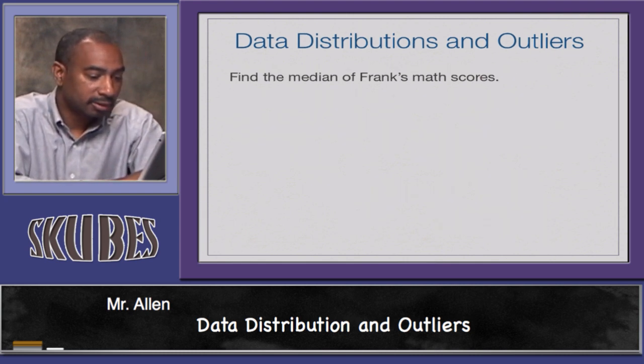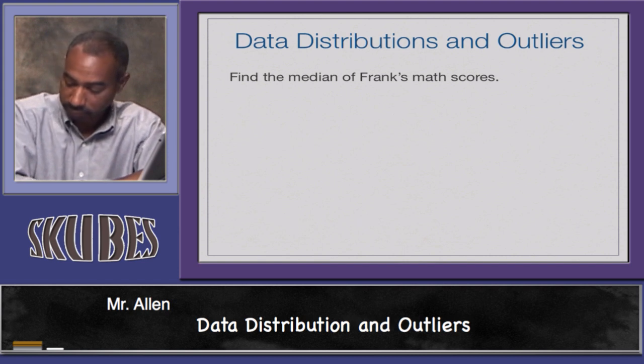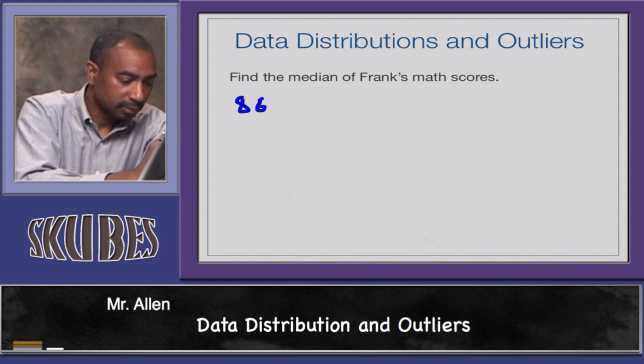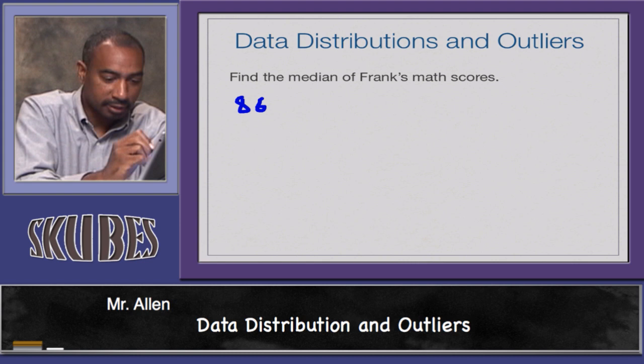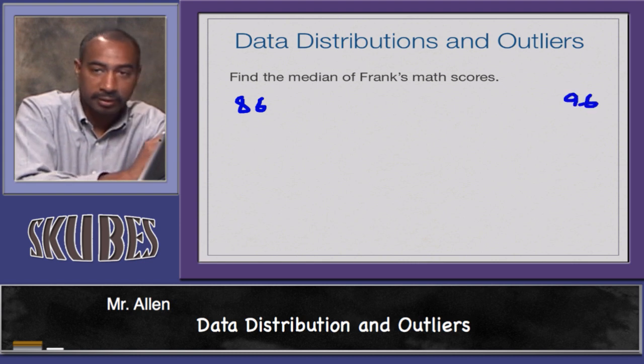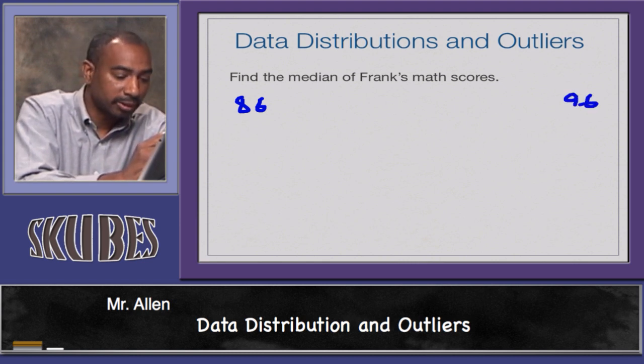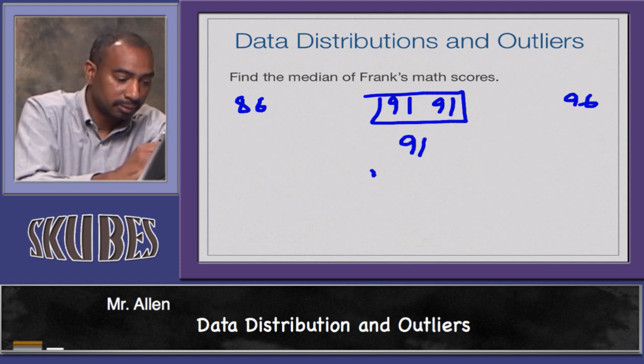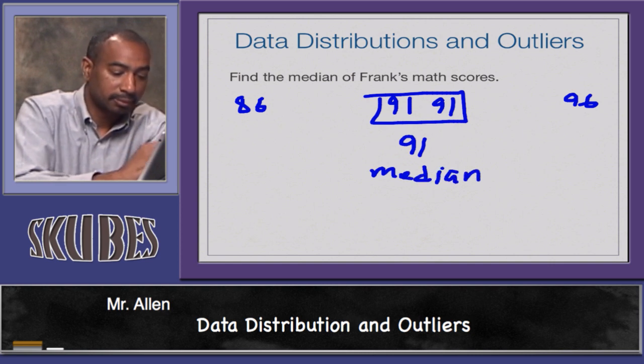All right, find the median of Frank's scores. All right, so you had a list of 20, 86 on down to 96. But if you count in 20, you'll see that 91 is in the center. It's the even amount of scores, so what you're going to do is add up and take the average. But since they're both the same, that means the median is going to be 91. But make sure you put them in order to get the median.